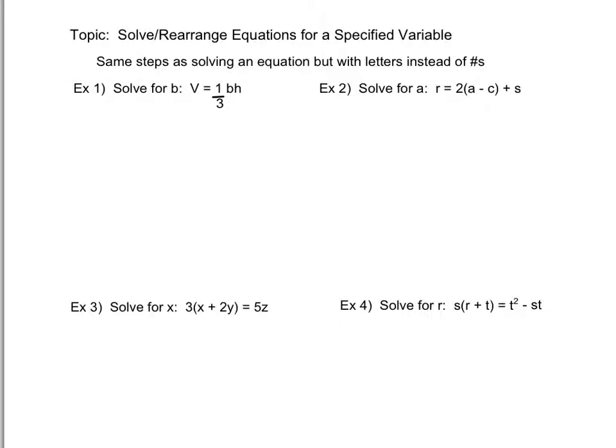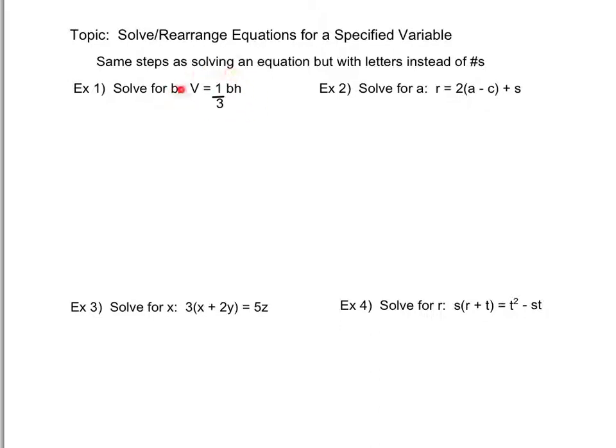So we're going to use the same steps as solving an equation, but now, like I said, we're going to have letters instead of numbers, although there may still be numbers involved. The nice thing about solving an equation for a variable, as opposed to solving to find out what number that variable is equal to, or the nice thing about rearranging an equation, is that because there are limited or no numbers, you don't have to worry about making those mistakes with positives and negatives. So let's go ahead and just jump right into example 1.